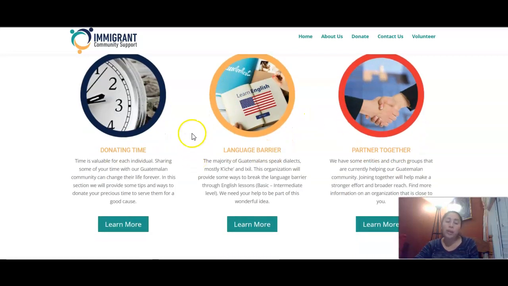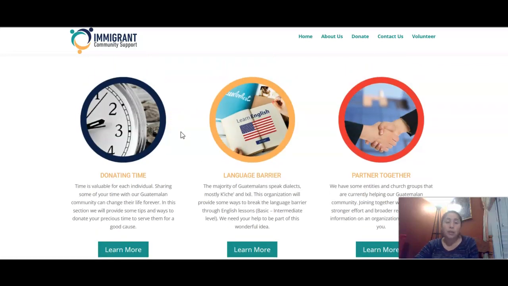Donating time. Why donating time? Time is valuable for each individual. Sharing some of your time with them is really very helpful, and they can provide service in different areas that they need. For example, when they go to the supermarket, they don't know how to do grocery shopping because everything is new for them. So it could be one of the ways to help them.